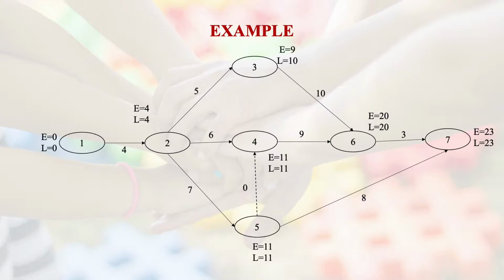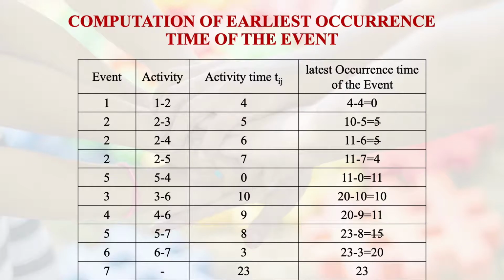From 6, there are once again 2 paths. So if we go back to 4, the latest time of completion of 4 is going to be 20 minus 9, which is going to be 11. So you can see L at 4 is 11. Similarly, the latest completion time of node 6 was 20. So the latest completion time of node 3 is 20 minus 10, which happens to be 10. So that is what you can see.